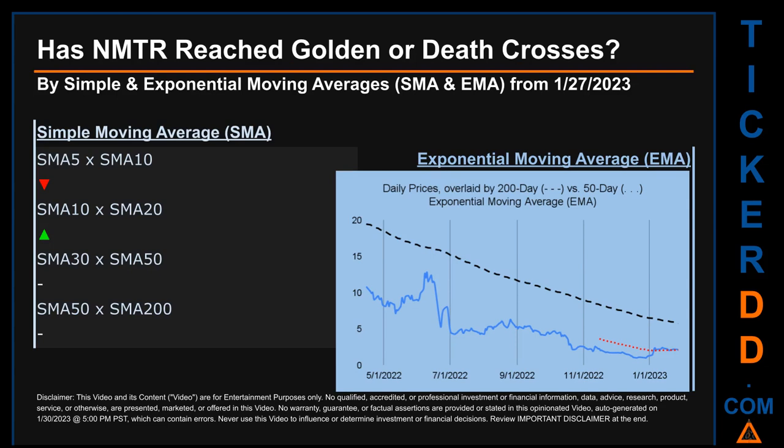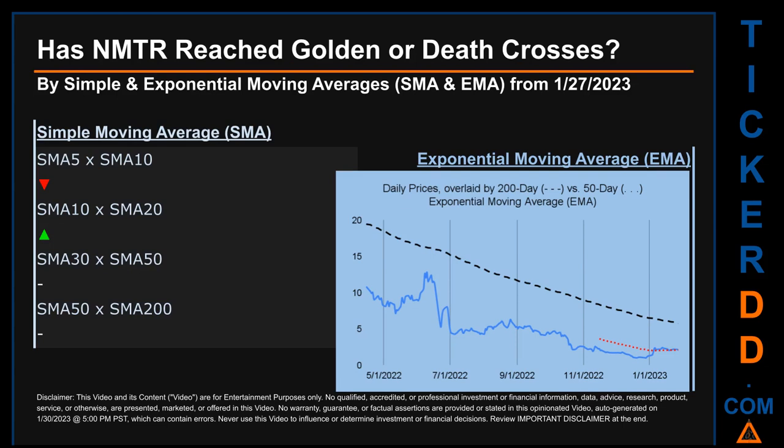Has NMTR price reached golden or death crosses? Golden cross and death cross are basic signals that compare average prices across two specified trade day ranges, a short-term versus a long-term range. For example, 5-day versus 10 trade days. Essentially, a golden cross is a bullish signal. It appears when a ticker's short-term moving average crosses above its long-term average. Vice versa, a death cross is a bearish signal when the short-term crosses below its long-term moving average.